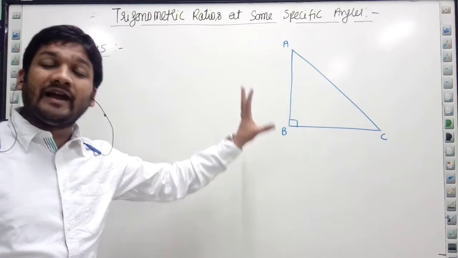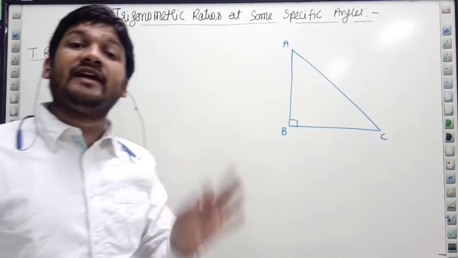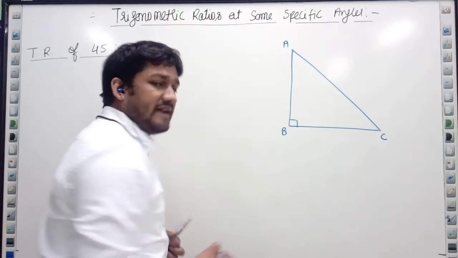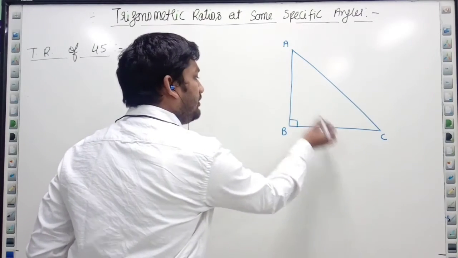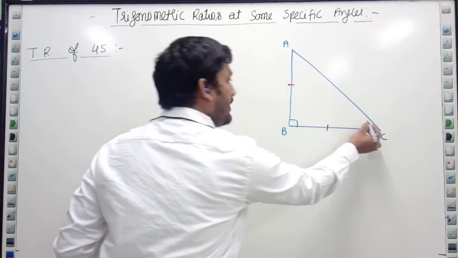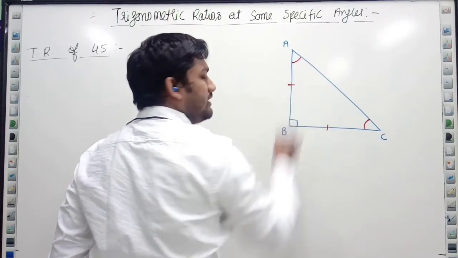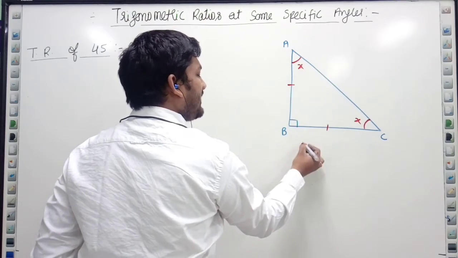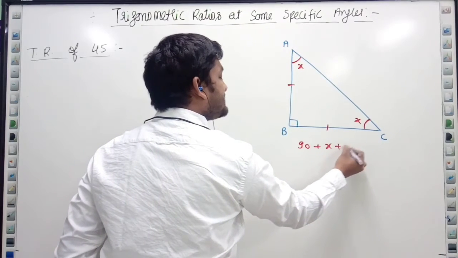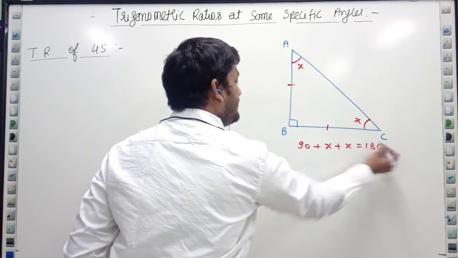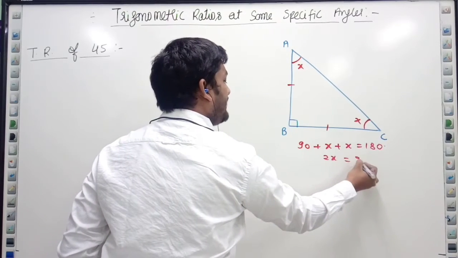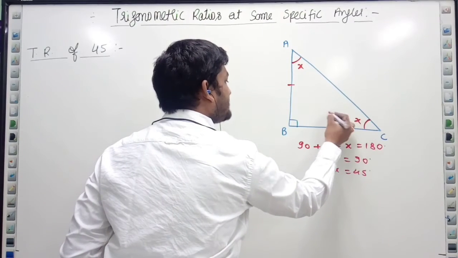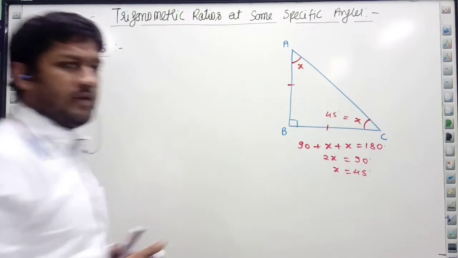We'll take a right angle triangle, or we can say a right angle isosceles triangle. In a right angle triangle, one angle is 90 degree and the remaining two sides are equal, so the angles opposite to them are also equal. If I let this angle x, this will also be x. So can I write 90 plus 2x equal to 180 degree? So I can say 2x equal to 90 degree, so x equal to 45 degree. So we'll have this x as 45 degree.